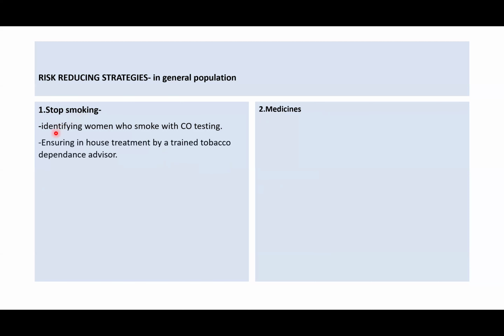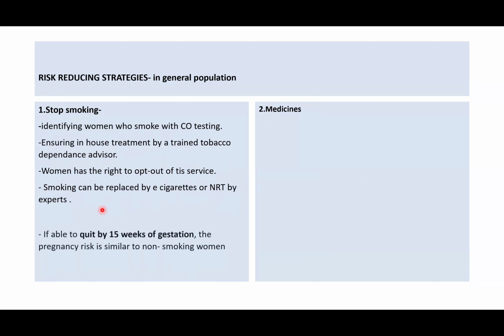So for this, women who smoke are identified with carbon monoxide testing. And they are ensured in-house treatment by a trained tobacco dependence advisor. And women have the right to opt out of this service. Smoking can be replaced by e-cigarettes or nicotine replacement therapy by experts. And they should be advised that if they are able to quit smoking by 15 weeks of gestation, the pregnancy risk is similar to non-smoking women.